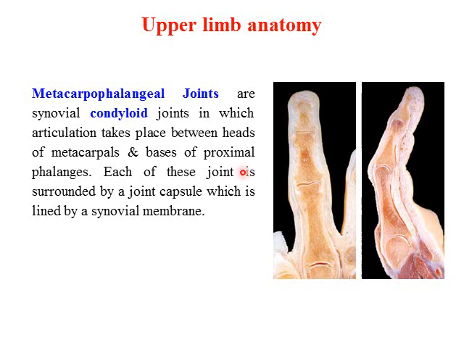So this type of joint is characterized by having two convex surfaces that articulate with two concave surfaces, and it's called a condyloid synovial joint. And these joints are surrounded by a joint capsule and lined by a synovial membrane. The articular surfaces here are covered by a thin layer of hyaline cartilage.